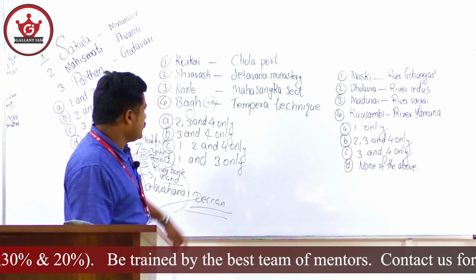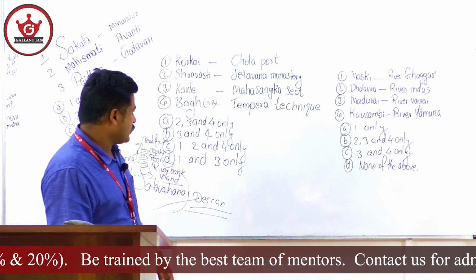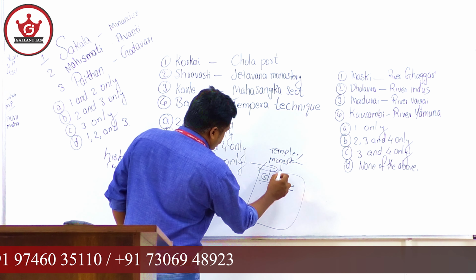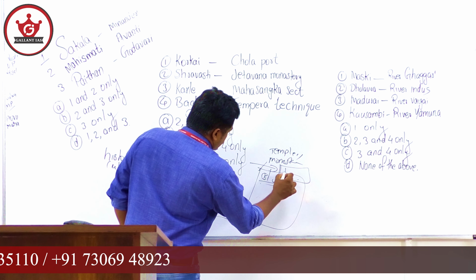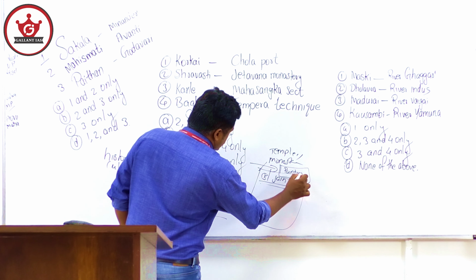2, 3 and 4. So let me tell you, you should know the very popular Buddhist centers and Jain centers, the locations of popular monasteries, the locations of popular ancient Indian temples, the locations of the very popular painting centers, or rock art and architecture. Those things are important for you.